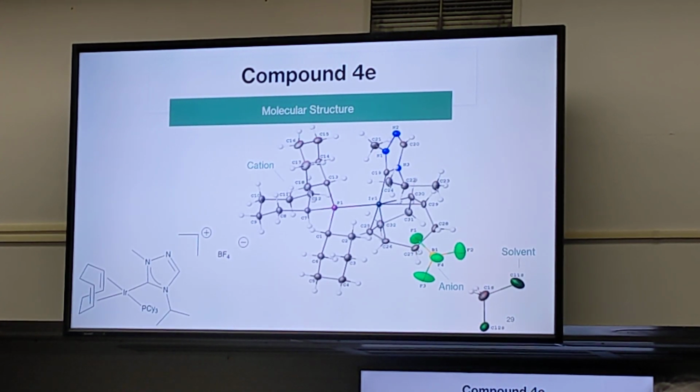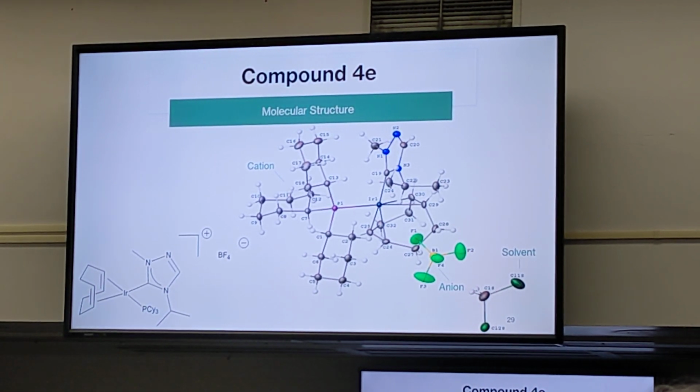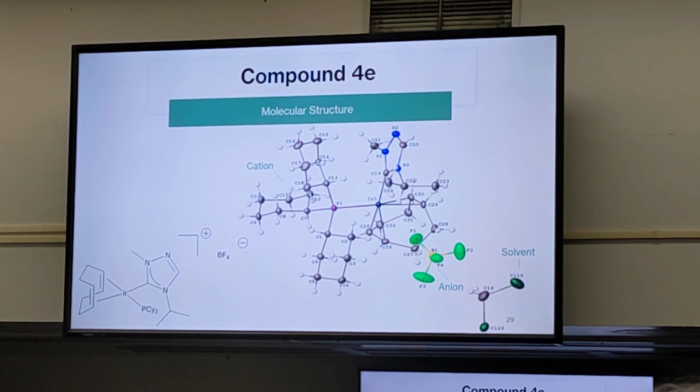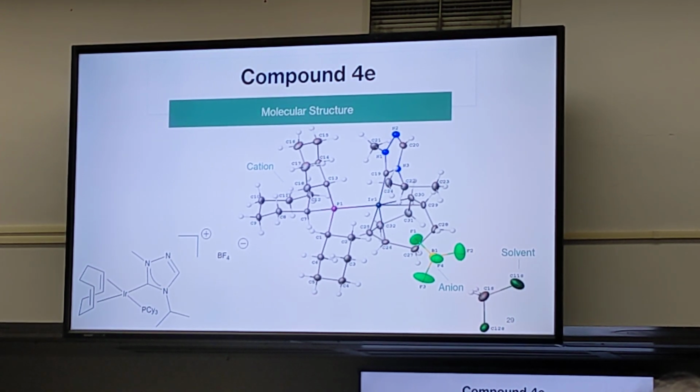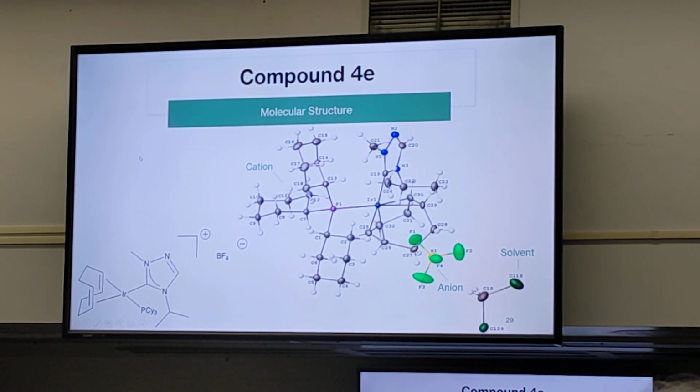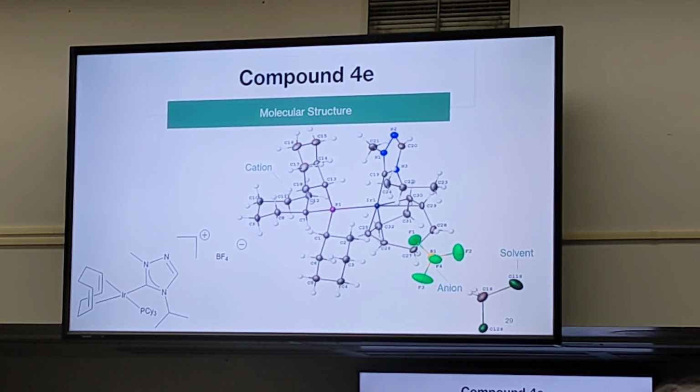This is a cationic complex. This one has an iridium center, as well as a tricyclohexylphosphine group, which you can see is over on this left side. As you can see, it is a very bulky group, which we think helps in its catalytic effect, as well as our NHC and our cyclooctadiene.